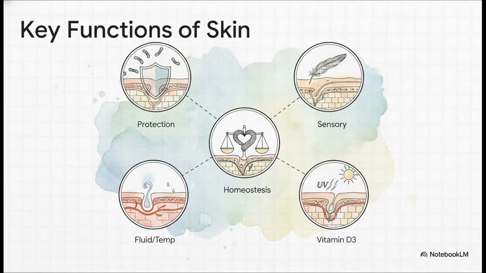These layers, working together, are absolute workhorses. They act as our primary first line of defense, literally shielding our internal structures from bacteria and physical trauma. But they do so much more than just protect. The skin gives us sensory perception for pain and touch, it balances our fluids, it regulates our core body temperature by tweaking blood flow and sweating, and it even synthesizes essential vitamins, like vitamin D3, when we step out into the sun. It's just a masterpiece of homeostasis.